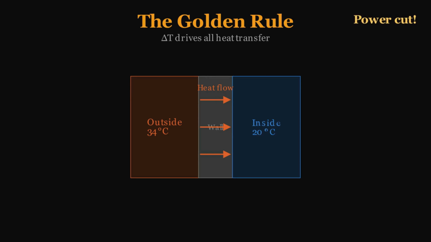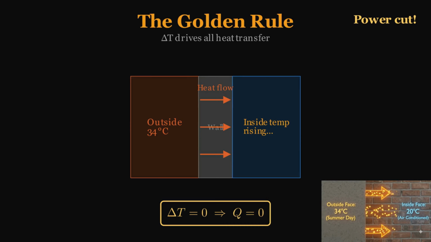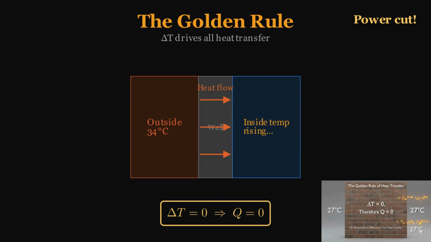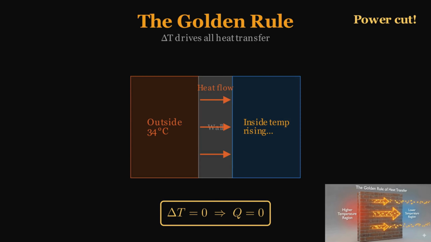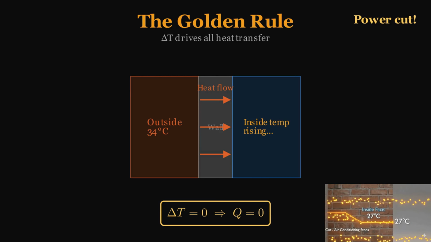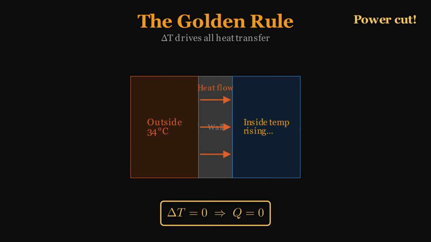Now imagine the power cuts off. The air conditioning stops. Heat keeps flowing inward. The inside temperature slowly rises. As the two sides approach the same temperature, the flow weakens, and when both sides reach equality, transfer stops completely. No temperature difference, no heat transfer. Engineers write this as delta T equals 0, therefore Q equals 0. That is the golden rule.